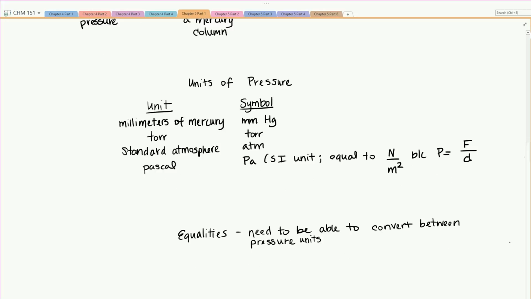Okay, so when we deal with pressure units, we need to be able to convert between those units. So let's talk about some equalities that you can use to do that. 1 ATM is equal to 760 millimeters of mercury, which is also equal to 760 torr. 1 ATM is also equal to 101,325 pascals. So if you need to convert between those units, those are the equalities that you would use.